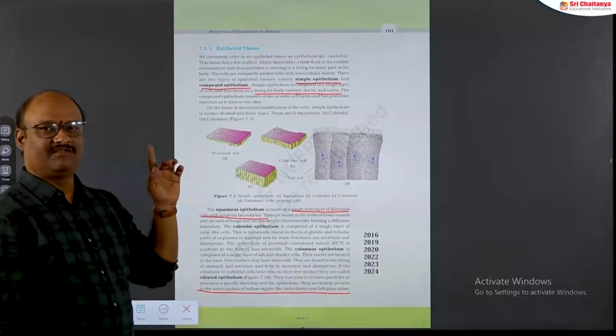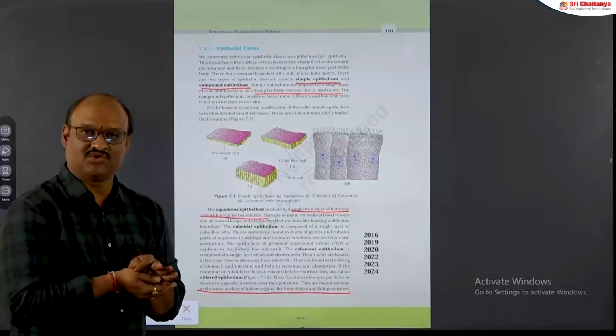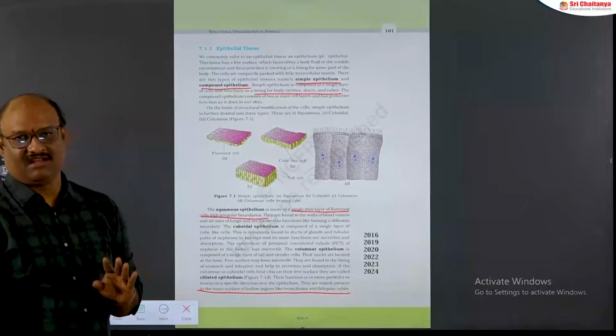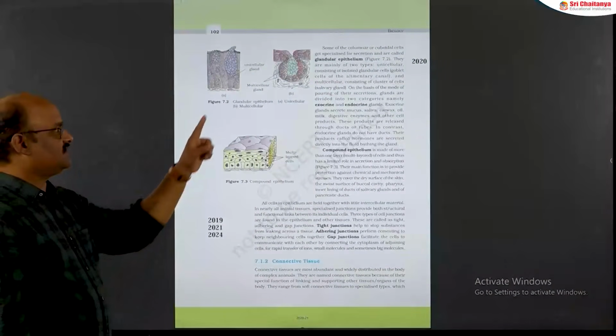The thing is, you have to remember the shape of the cell, the location of these tissues, and the function of these particular tissues. So this is a very, very important paragraph. Right, this is the next page where you can see the glandular epithelium.